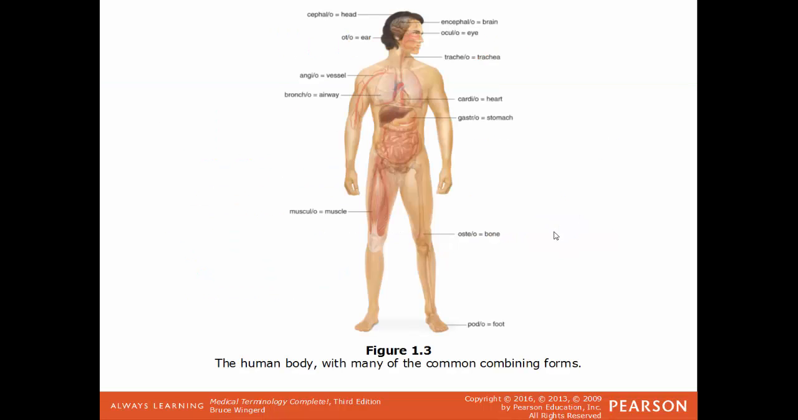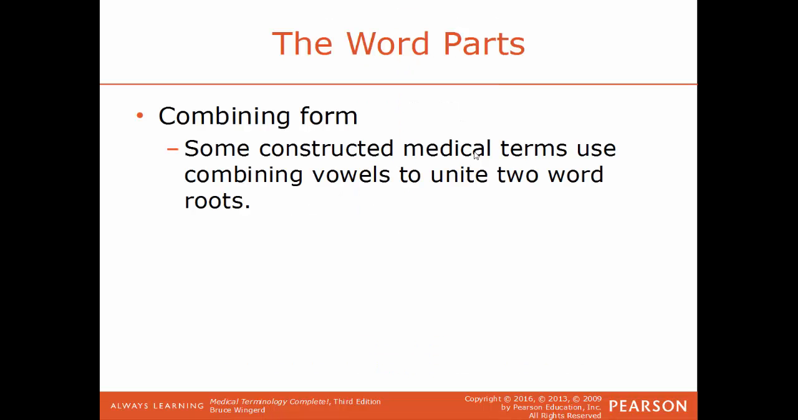That's the reason why these examples here, podo or osteo, gastro, cardio, they're connecting the word root to a suffix. It really is to make it sound more phonetically pleasing. Now, some constructed medical terms will use combining vowels to unite two word roots also.